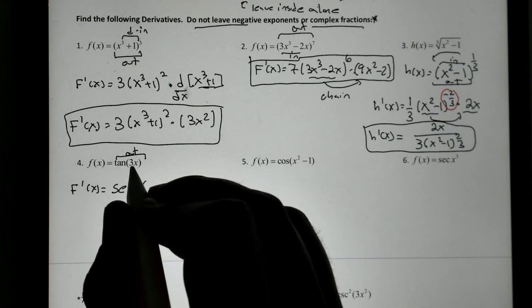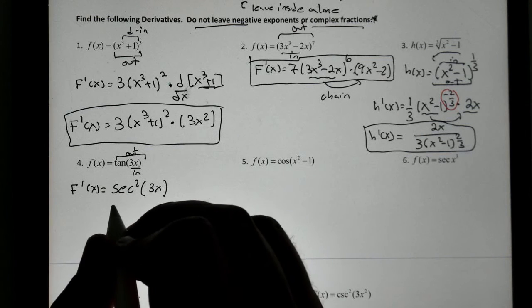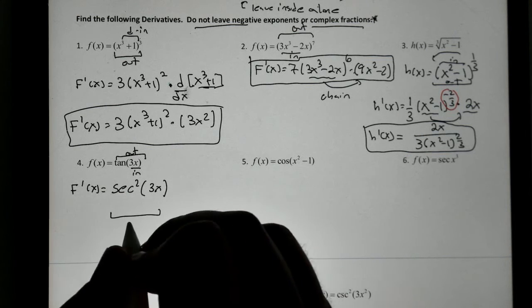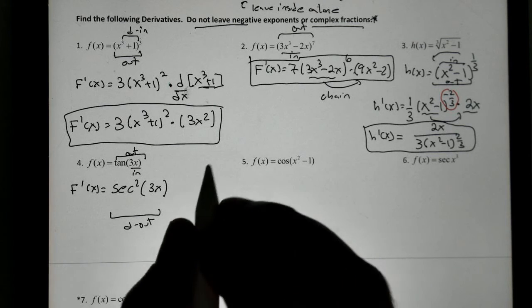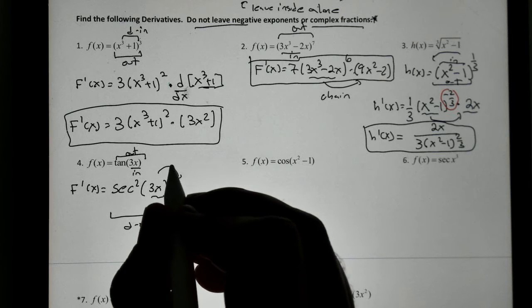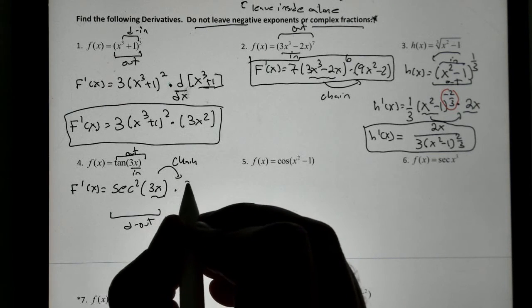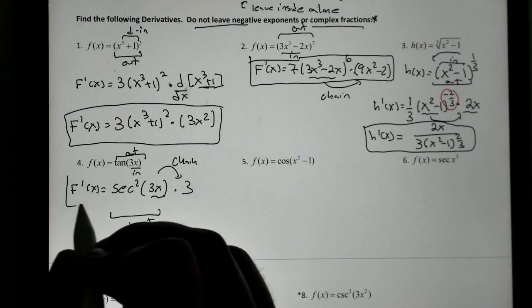Secant squared. Now remember, the inside, we're leaving it alone now. We haven't done anything with the inside. Remember, this right here is just the derivative of my outside function. But now we're going to apply the chain rule. This is our chain rule part. The derivative of my inside is just 3. And there's my answer. Very easy to do.